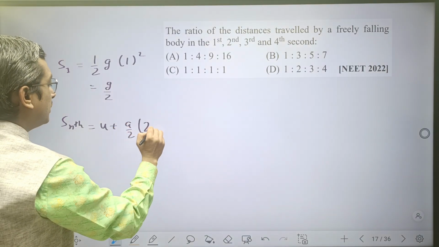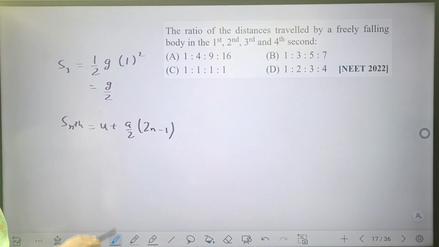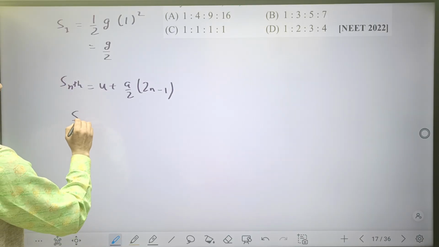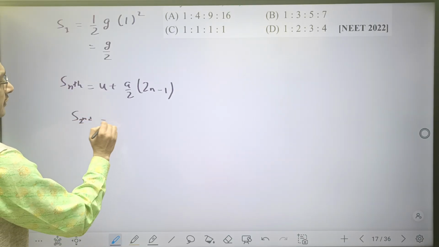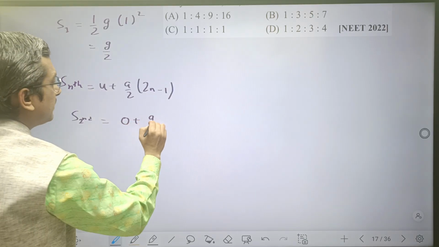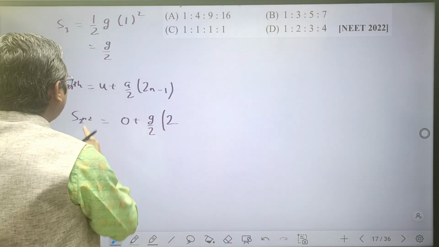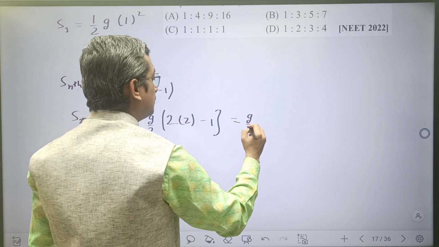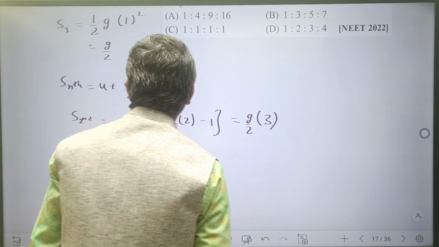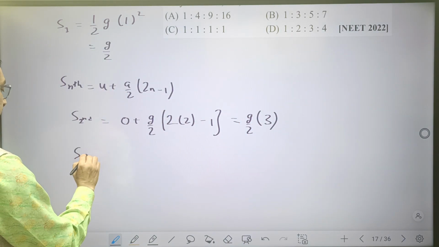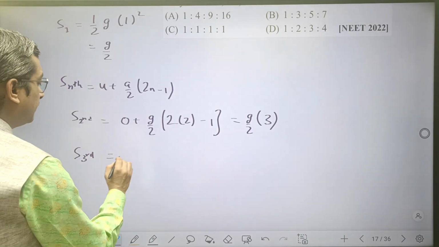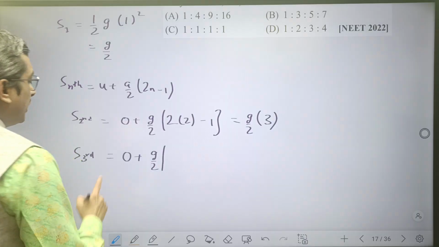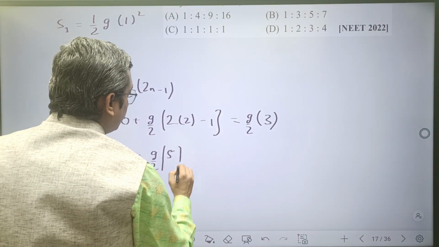Now during the second second, as we all know, the distance traveled in the nth second is given by u plus a by 2 into 2n minus 1. So directly applying this formula, for the second second we have 0 plus g by 2 into 2 into 2 minus 1. So here it is g by 2 into 3. Similarly, for displacement in the third second, this is u plus a by 2, that is g by 2, into 2n minus 1, that is 2 threes are 6 minus 1 is 5.